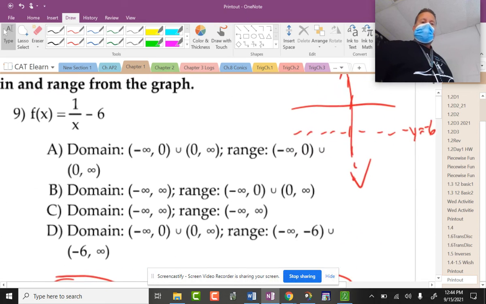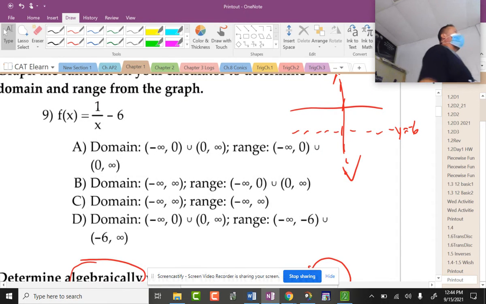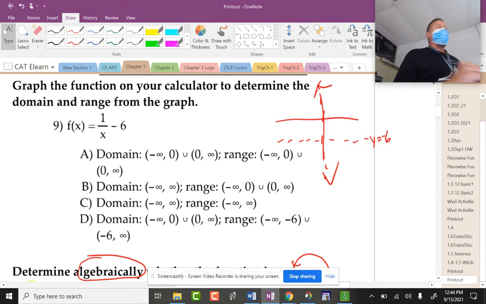I'm really going to yell at you about this one. You should not be typing this on your calculator. You will run out of time on the test if you use your calculator on all of these questions. What you're supposed to know right away is, oh, that's the 1 over x family of functions.